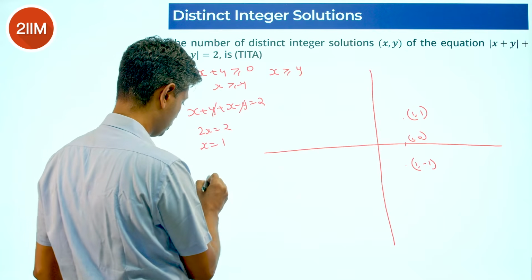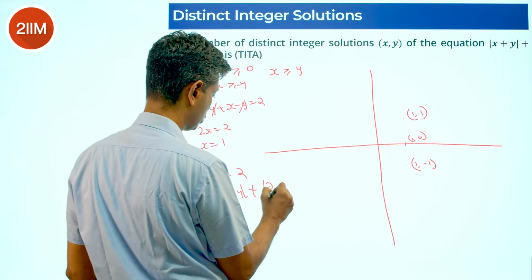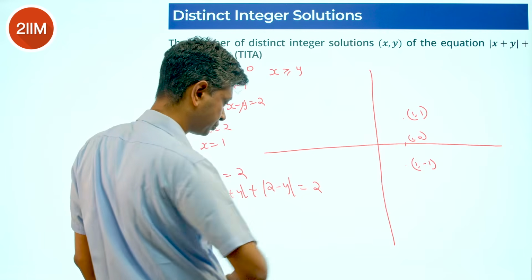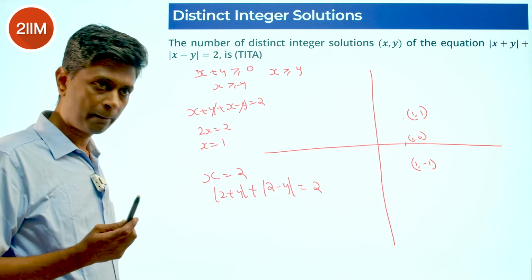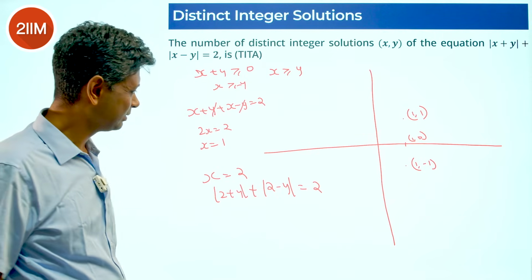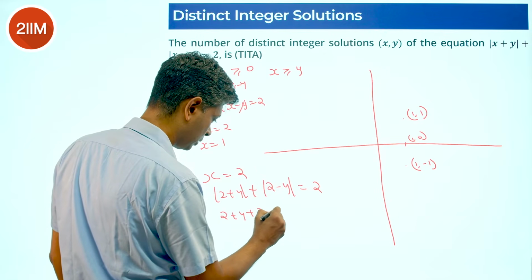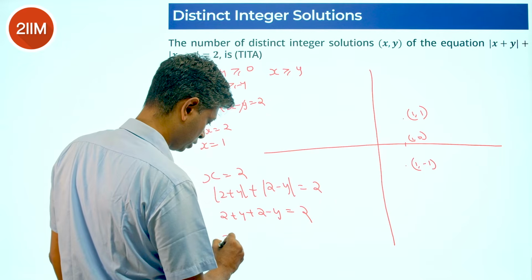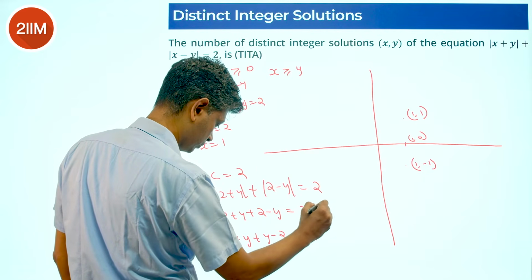And so suppose we put x equal to 2, modulus of 2 plus y plus modulus of 2 minus y equal to 2. Distance of y from minus 2 and plus 2, we add that up and equal to 2, not possible. And so 2 plus y plus 2 minus y cannot be 2, no solution. 2 plus y plus y minus 2 cannot be 2, no solution.